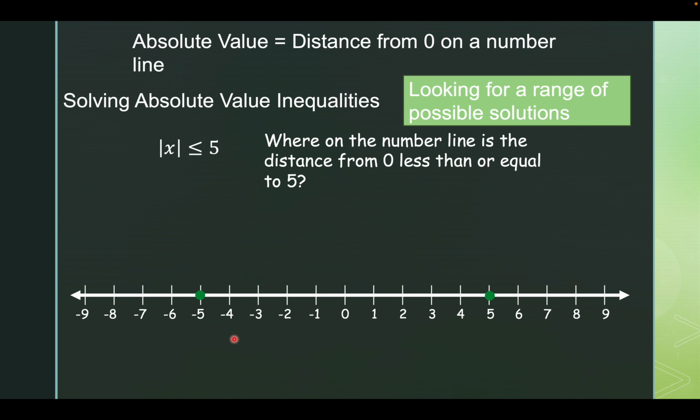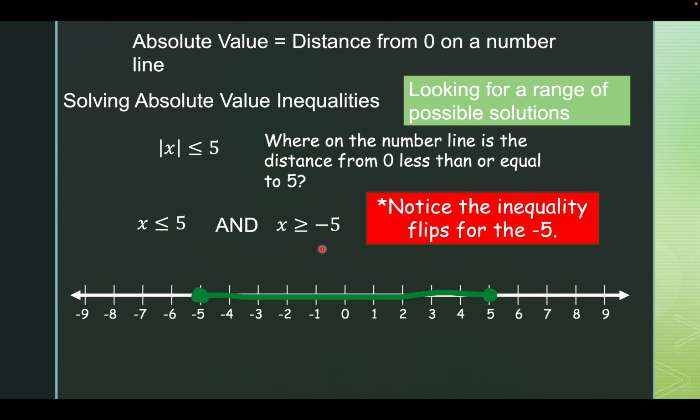And if the distance has to be less than 5 units from 0, we're going to be above -5, but below 5. It's going to be coming together. So my two solutions would be x is less than or equal to 5 and x is greater than or equal to negative 5. Any number in these solutions would satisfy both inequalities at the same time. Therefore, we use the and. Notice, as you get rid of the absolute value bars, the inequality needs to flip for the negative number.